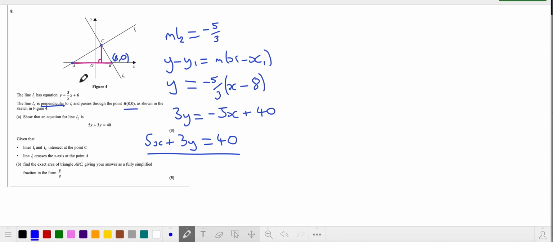Well, A is the x-intercept of line 1, so set y equal to 0, and we'll find our x-intercept. So 0 equals 3/5 x plus 6, means 3/5 x must equal minus 6. Multiply both sides by 5 and divide by 3. x is minus 30 divided by 3, minus 10. So that coordinate there is (minus 10, 0). So we now know that the base of this triangle is 18 units wide.